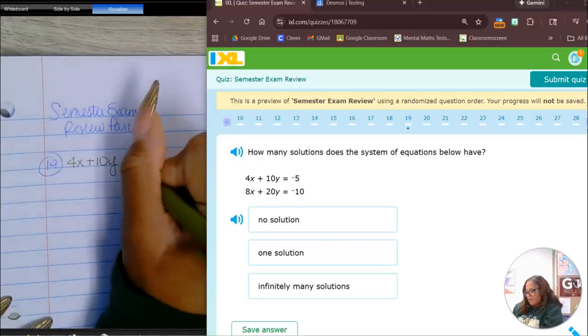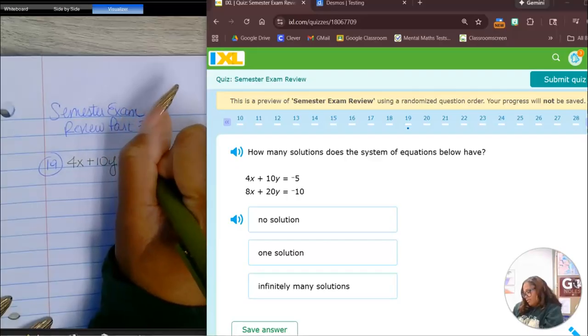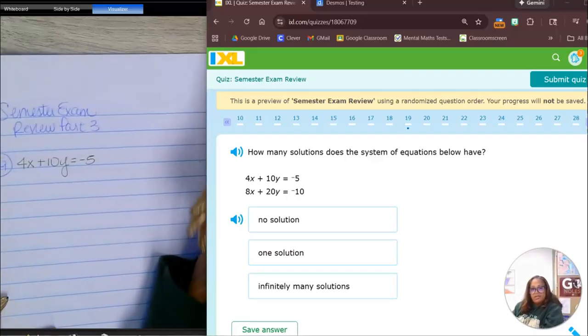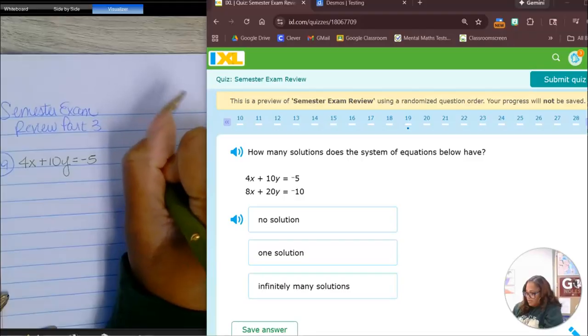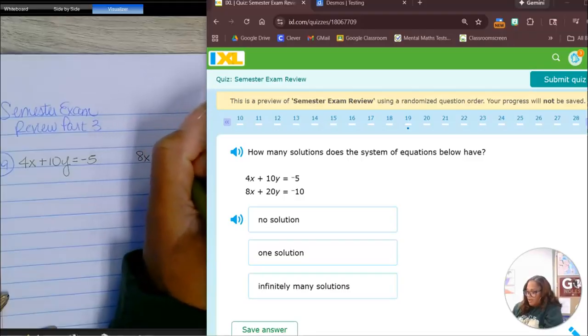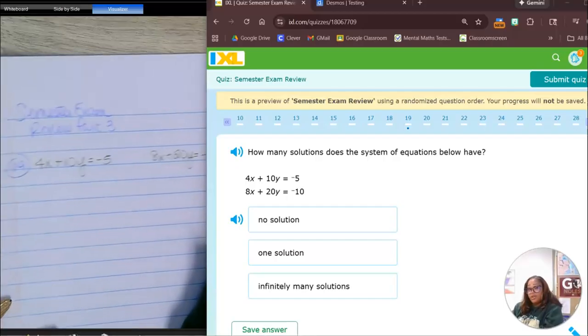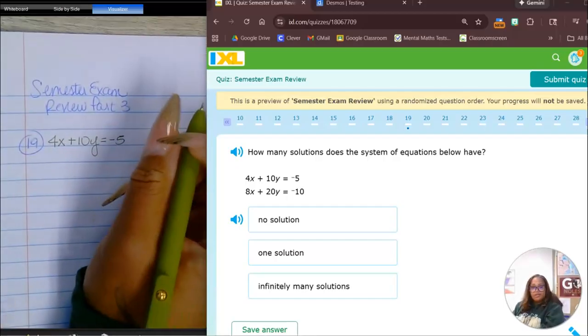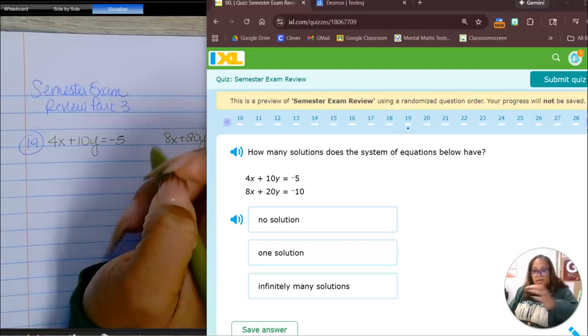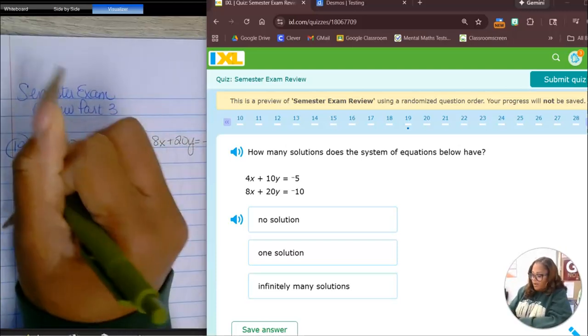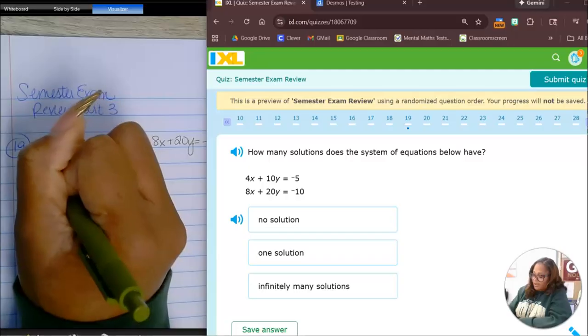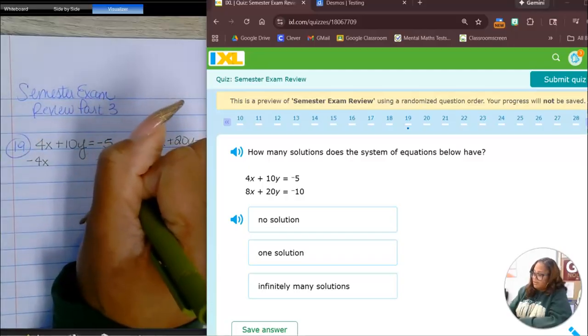4x plus 10y equals negative 5, and 8x plus 20y equals negative 10. I did go over this one, I just did it really quickly. Alright, let's solve for y. Negative 4x on both sides.